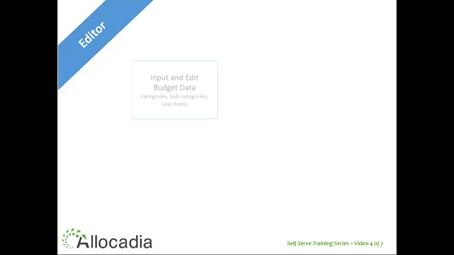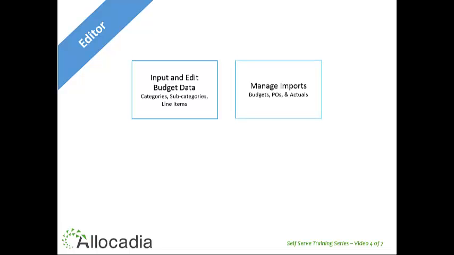Editors are able to input and edit budget data, specifically create, edit, move, and delete categories, subcategories, and line items, and input details panel data and cell entries on the budget grid. By default, they can manage imports, specifically import budgets, POs, and actuals, and manually enter, modify, and delete POs and actuals. The editor's ability to import POs and actuals is usually disabled via the master settings. We will touch on that later in the video. Editors are typically viewers of analytics dashboards and reports. However, they can be set as editors of the analytics, allowing them to manage analytics, specifically create, edit, and delete analytics dashboards and reports.